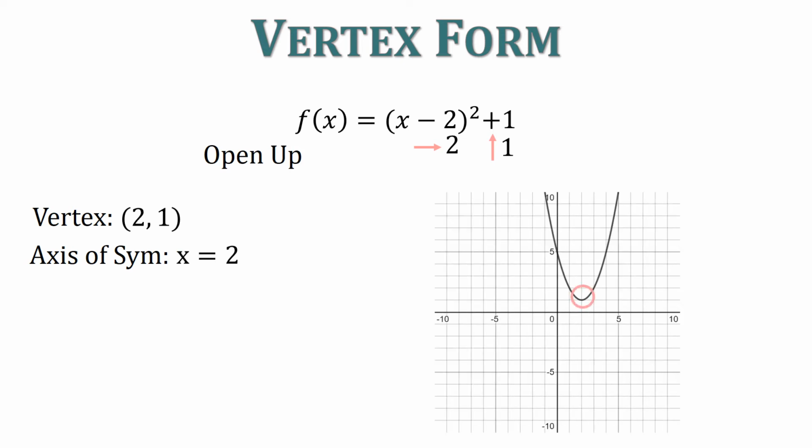Looking at this graph, we see that our vertex is 2, 1. We see that our axis of symmetry is x equals 2. Okay? If you notice, this is actually the same function as the previous example. However, this was just written in a different form.